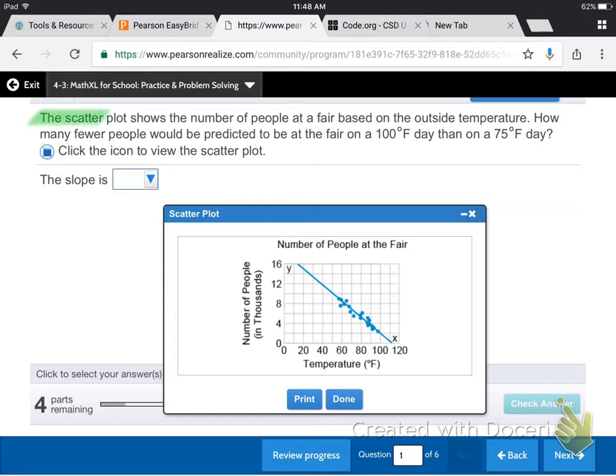It says the scatter plot shows the number of people at the fair based on the outside temperature. How many fewer people would be predicted to be at the fair on a 100-degree Fahrenheit day than a 75-degree day? Okay, now here's the graph. Do you see it? So what we want to do is compare how many people are likely to come on a 75-degree day and a 100-degree day. And to do that, we have to find the slope. Do you see that? The slope.